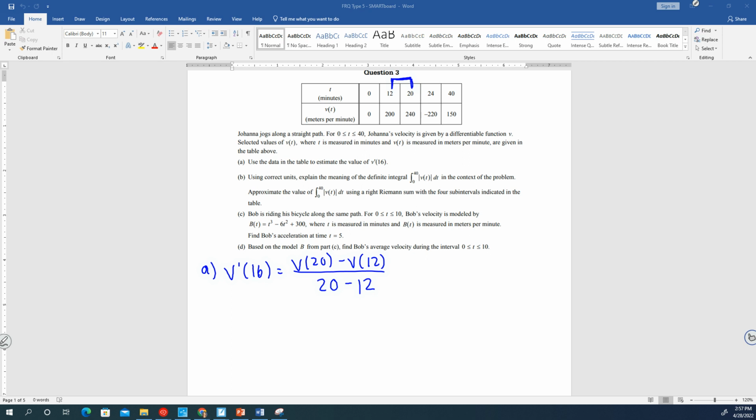Now, since this is no calculator, we don't have to numerically do anything, but we can't leave our answer like this because we have to pull the values from the table. All right, so we just have to take this one step further. V of 20 is 240. V of 12 is 200. Okay, you could leave your answer like this. We should include units. It doesn't specify, but when in doubt, put units. And this one was only worth 1 point for the approximation, so this number.